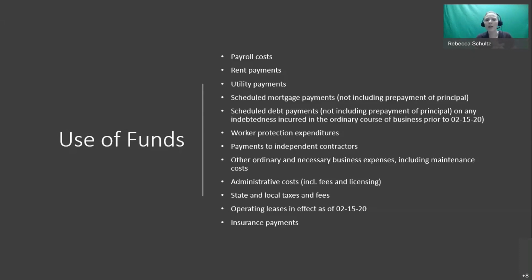All right, and then other ordinary or necessary business expenses, including maintenance expenses, administrative costs, licensing, permits, anything like that, state or local taxes, and then operating leases in effect. Remember, we said the date of disaster, so as long as the lease has been in effect, and then any type of insurance payment, operating expenses.